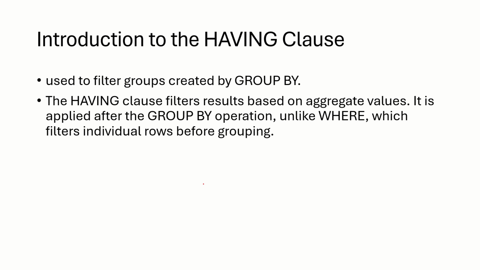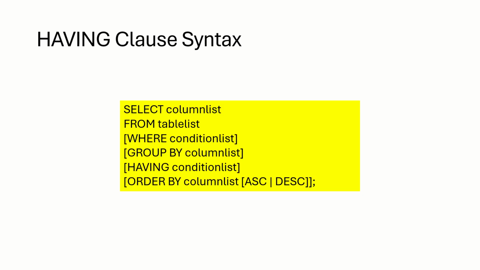Having is used to filter the groups created by group by. The having clause filters the results based on aggregate values. Again, it is based on aggregate values, and it's applied after group by, unlike the where, which filters individual rows before grouping. After you group, then you can put the having. So now this is the order: you have select, you have from, you have where. If you put the group by, you need to make sure the having comes after the group by.